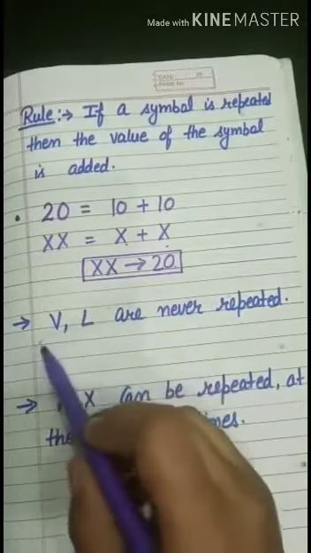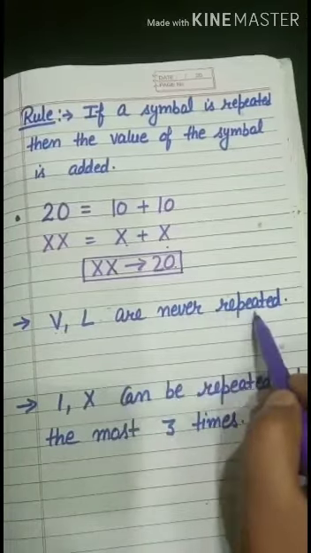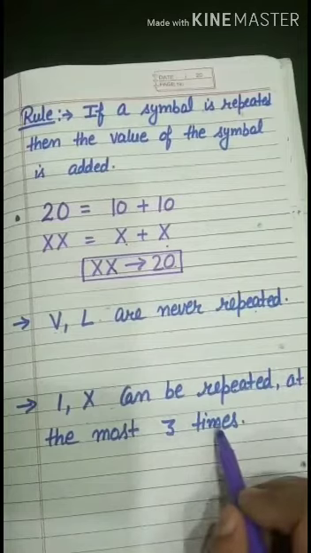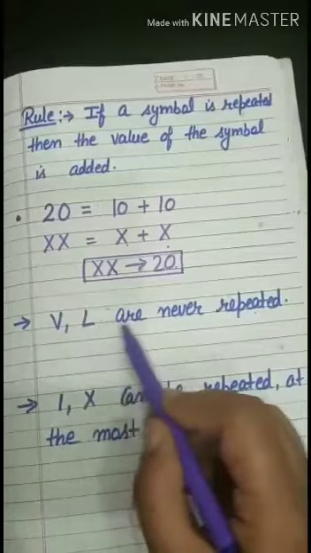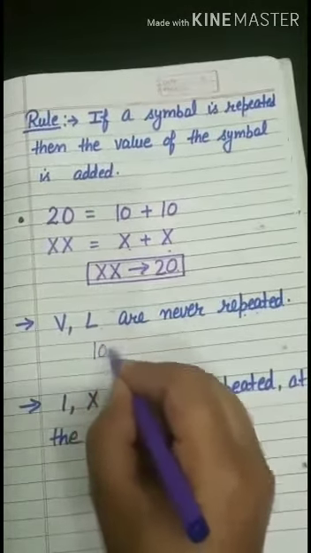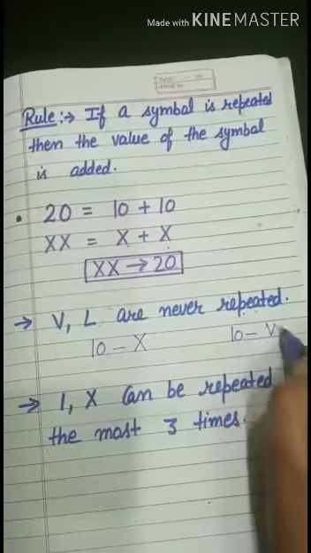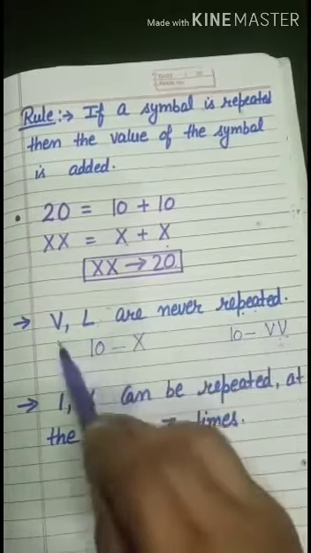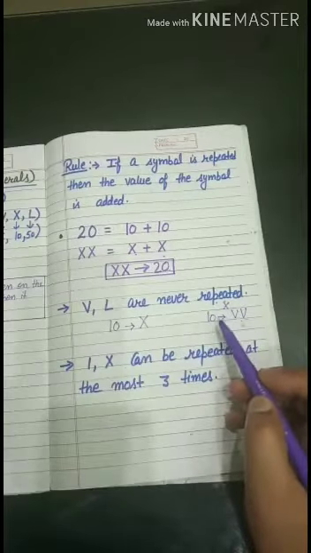Remember one thing, that we cannot repeat V and L. V and L are never repeated. Only I and X can be repeated, but maximum 3 times. But V and L are never repeated. For example, which symbol do we use for 10? We use this symbol X. We cannot write 10 like this, VV. Because this is a rule that we cannot repeat this symbol again. You can never repeat V and L. So this is the wrong way to write 10.